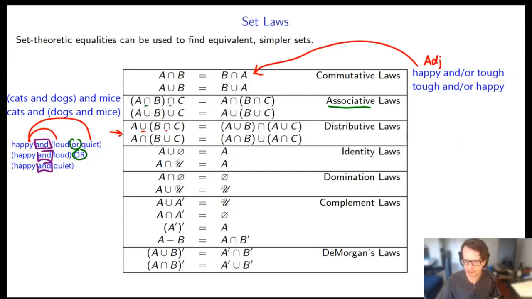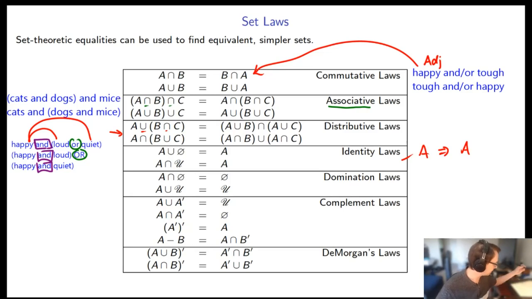Identity laws, I guess you can think of the set operations too. We did see a little bit of these with set operations. The identity law basically just says, if you put in a set A, you're going to get back that set A. So A union the empty set is like saying A or nothing else, I'll get A back. Or A in common with the universe, I get A back.